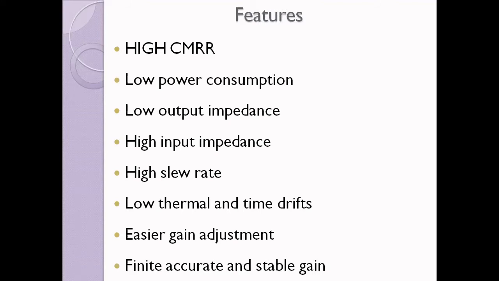High CMRR, low power consumption, high input impedance and low output impedance. In any amplifier, the output impedance should be very low and the input impedance should be high. Only then will the voltage gain be high, so we can amplify the signals and the amplification factor will be very high. Next are high slew rate and low thermal drift. We can adjust the gain easily by changing the resistance value. Accurate and stable gain. The gain value is always constant.